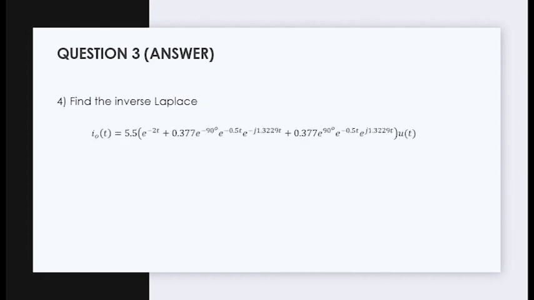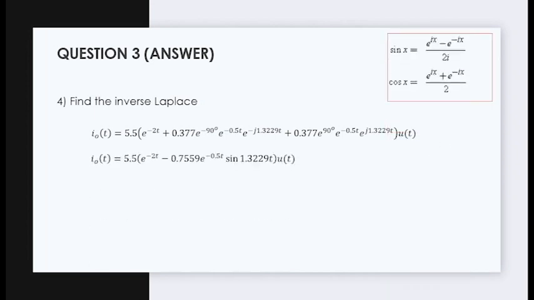So this is the final answer once you use the table to find the inverse Laplace. And again, you can further simplify this I of t by using trigonometry identities, and your final answer will be this one as shown here.